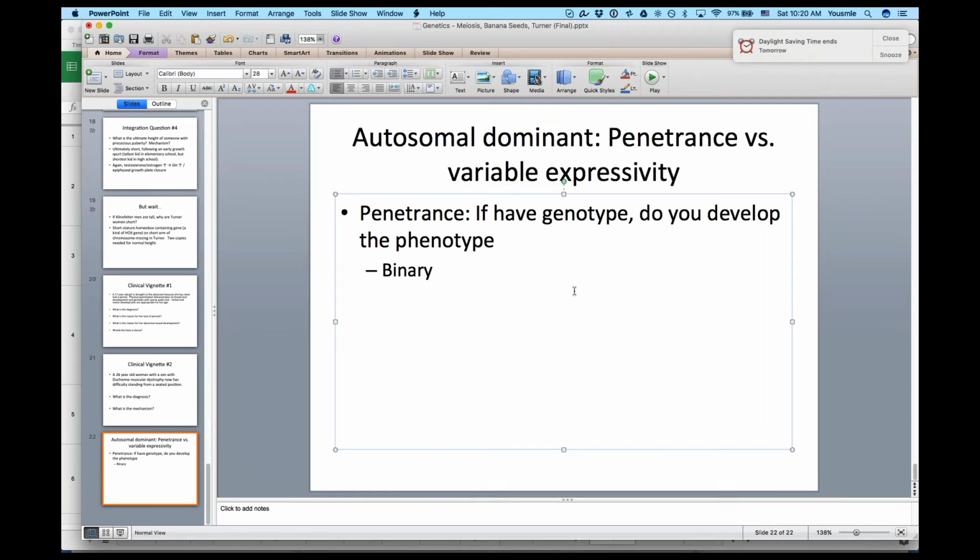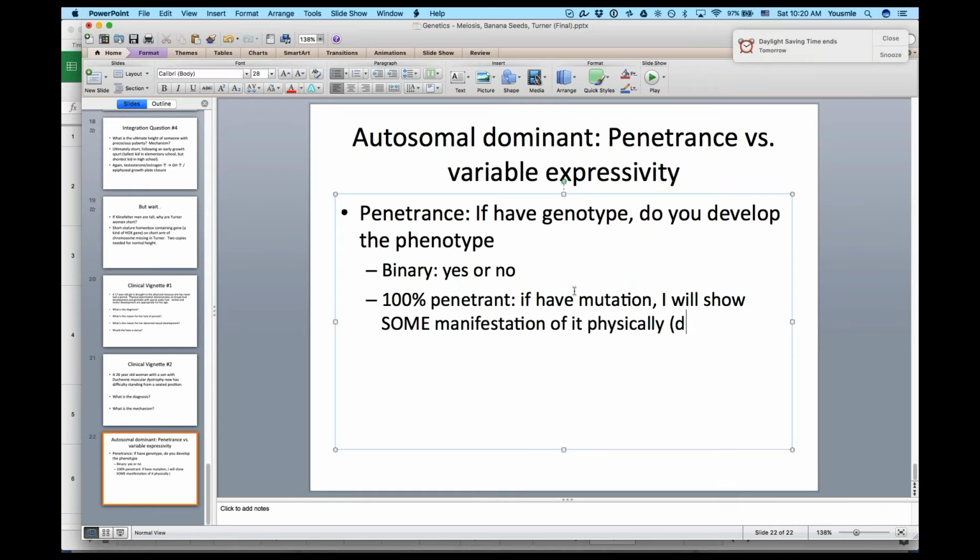If it's 100% penetrant, what does that mean? If you have the mutation, you're going to show the phenotype. Perfect. If I have the mutation, I will show some manifestation physically. It does not tell me the degree to which I will show any manifestation. You can't tell based on penetrance alone whether it's going to be severe or not. It just says you're going to have some sort of phenotype. That's why it's binary: either yes or no. It doesn't tell you anything about the severity.